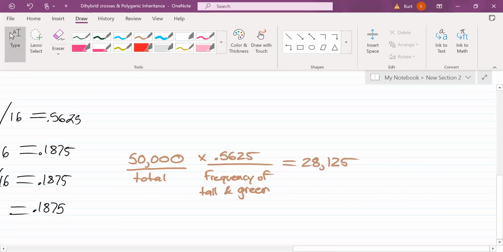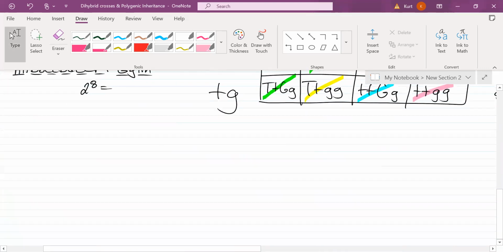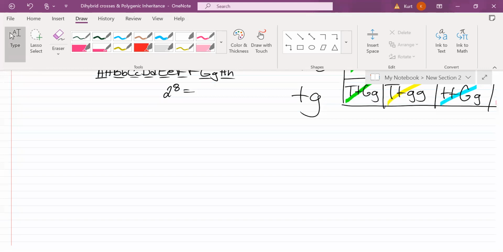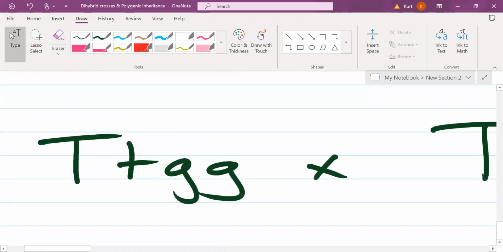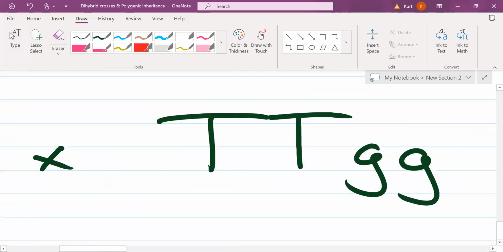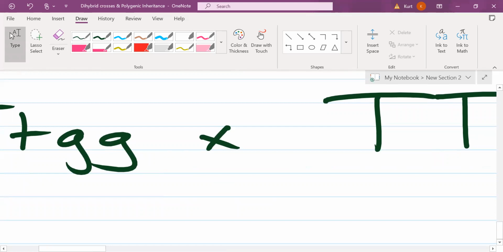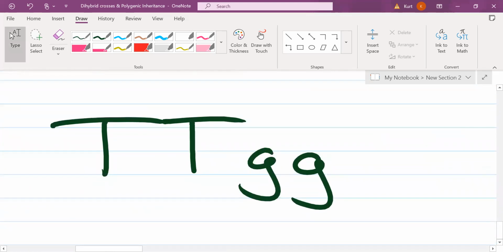So that's the hard one. You want to know the shortcut? Let's do that. Let's say I gave you guys a cross like this. You would call this parent heterozygous height, homozygous recessive color. Or you could say heterozygous tall, true breeding yellow. For this one, you could say true breeding tall, true breeding yellow.